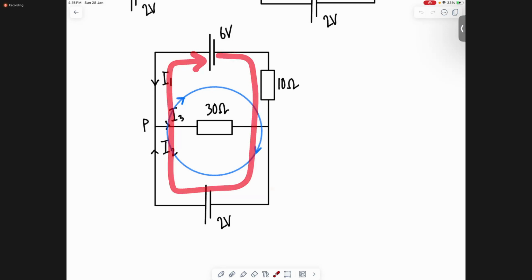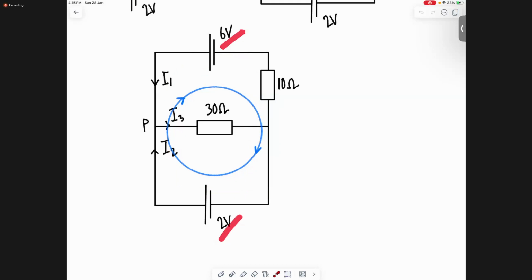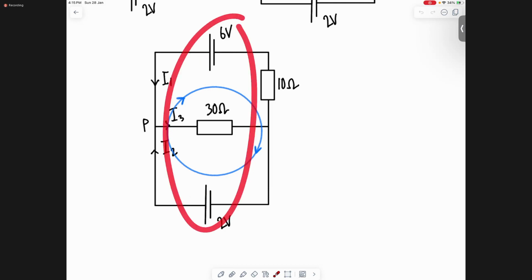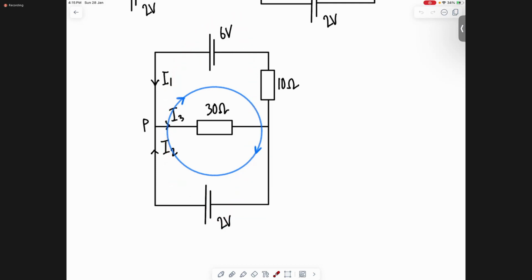One mistake some of the students do is they think that the 6 volt and the 2 volt are actually the same direction. Are they in the same direction? Isn't this one's current in that way and that one's current in the other way, right? So tomorrow you can actually find the net EMF, it has to be either 6 minus 2 or 2 minus 6, right? Meaning the net, right?